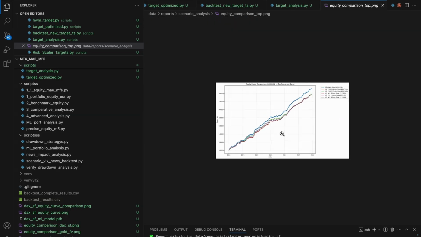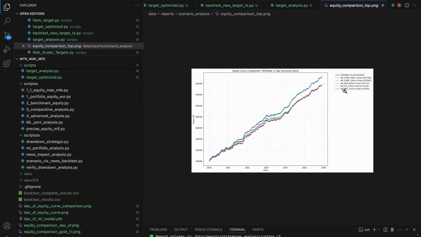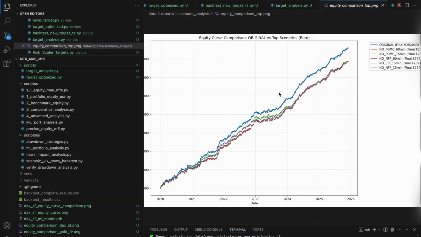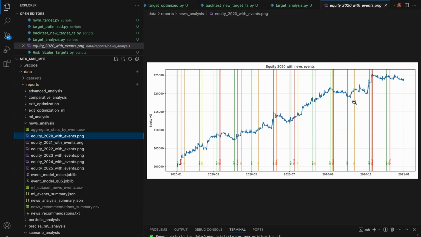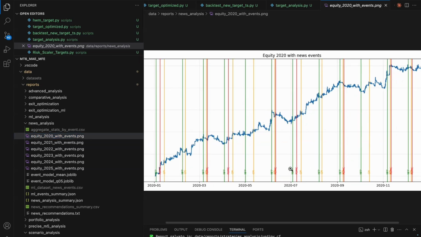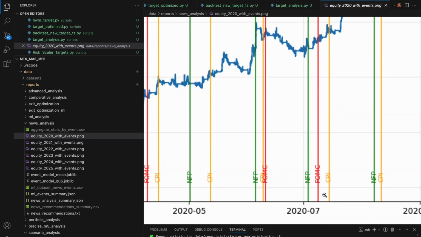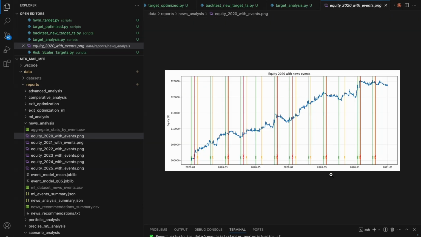Okay, that's a very useful insight because I didn't know, and I was looking for an answer because it's very hard to analyze that by doing it manually. This is the analysis of my portfolio over the months of each year with news impact. As you can see, those are the lines of NFP, FOMC, and CPI. Okay, and these are super useful insights.